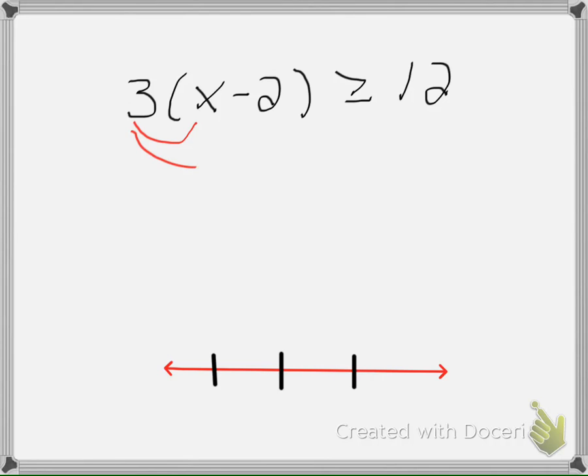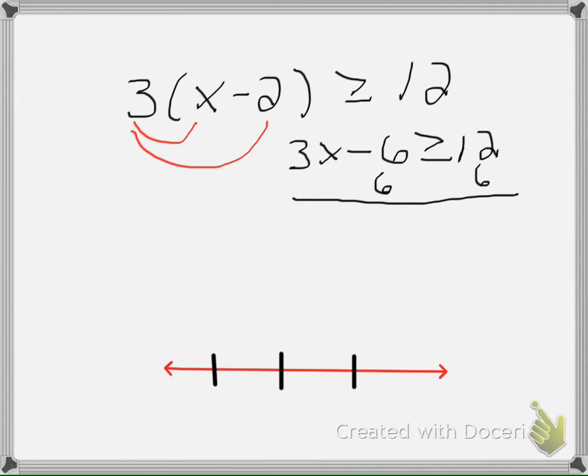Alright, here we go. First thing I need to do is distribute. That means to multiply. So 3 times x is 3x. 3 times negative 2 is negative 6. I bring the sign down and I bring that answer down. Now I have to get rid of everything that's with the variable, but I start with the 6 first. I'm going to add 6 to both sides. That's going to give me, this cancels, 3x is greater than or equal to 12 take away 6 is 6.